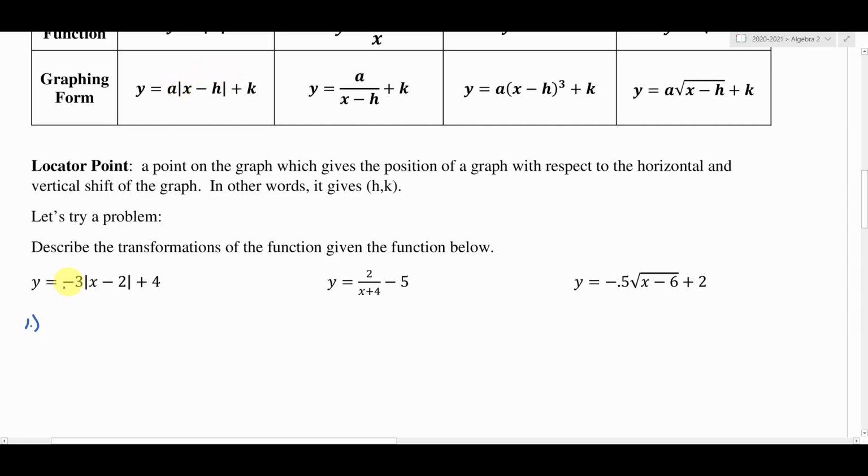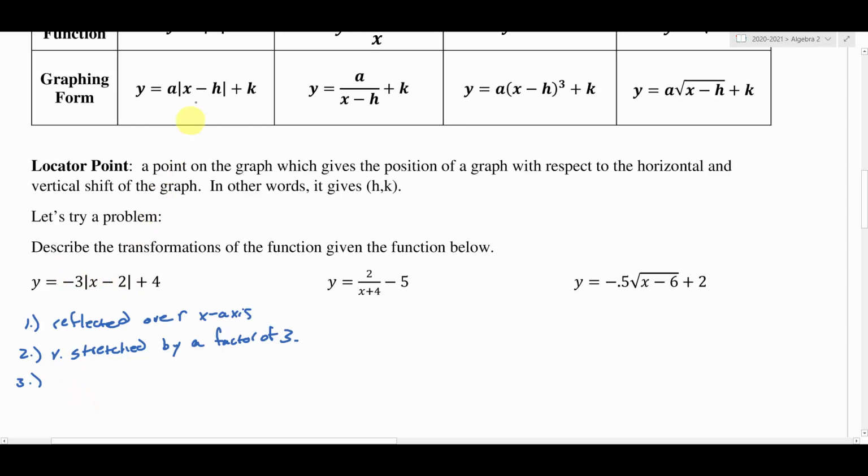So this value right here, this -3, tells me two things. One, it's been reflected over the x-axis, and it has been stretched. I'm just going to abbreviate here: vertically stretched by a factor of 3. So I get two transformations just from the a value out front.